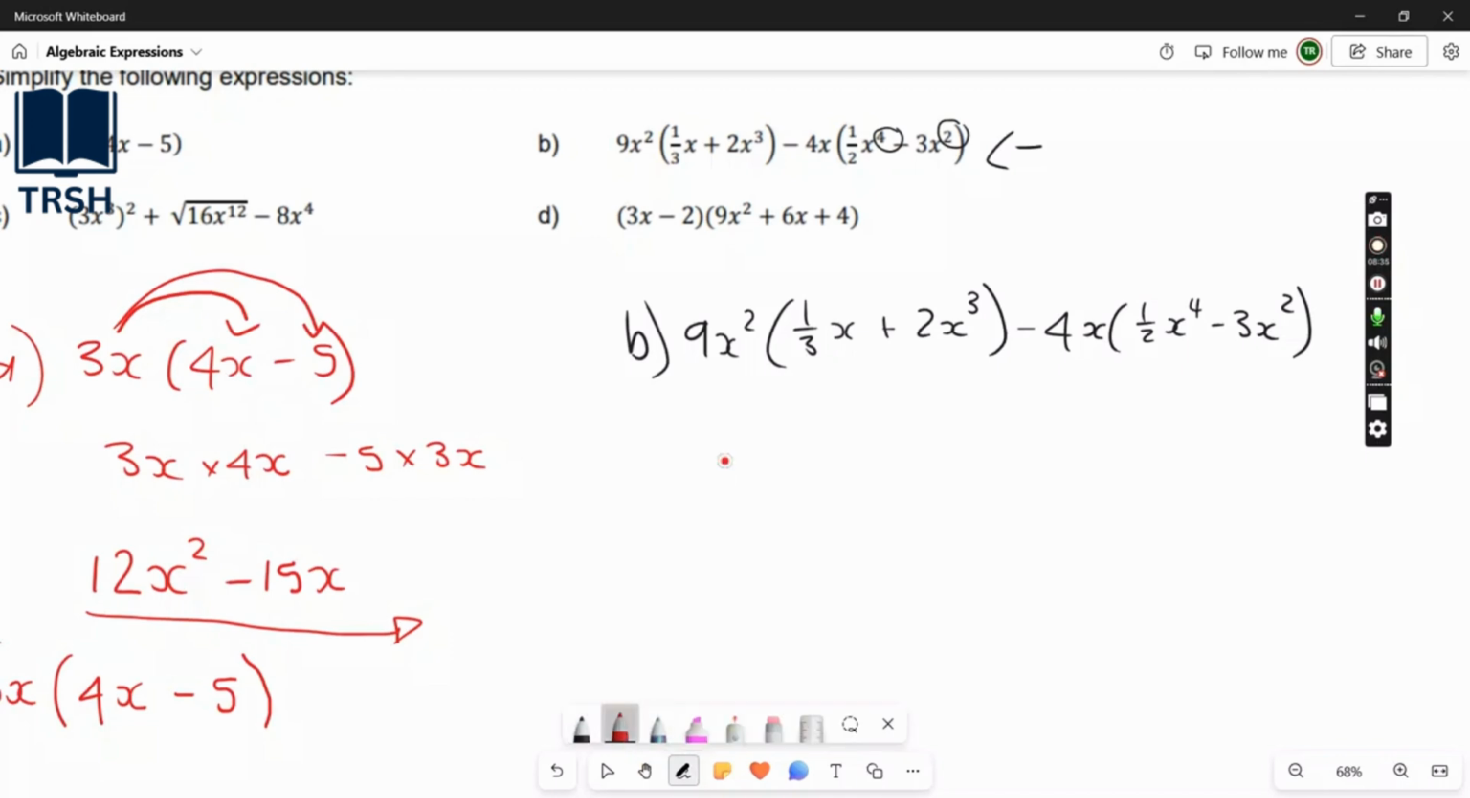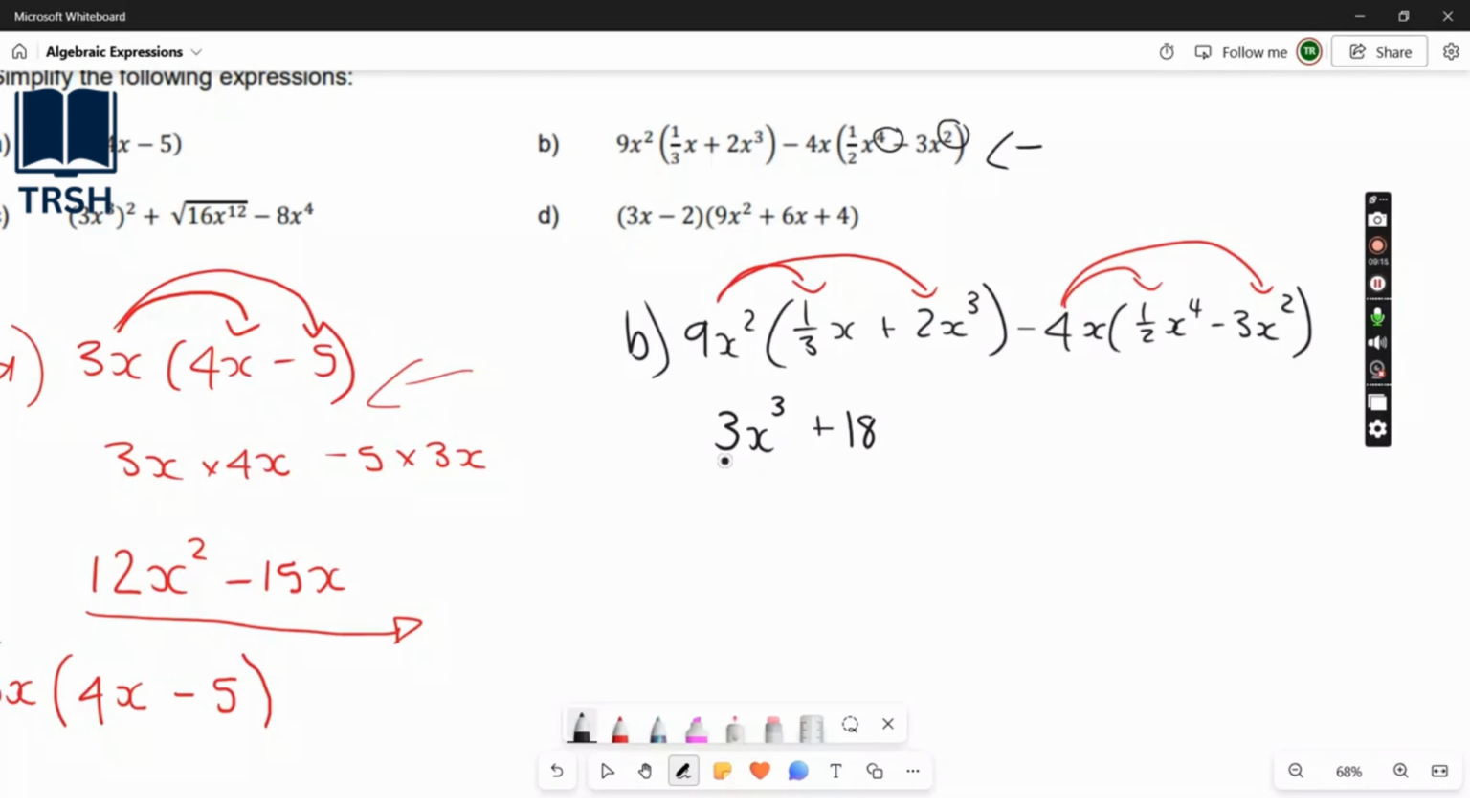So in the previous question, we already noted that you need to multiply everything with everything inside the bracket. So same thing over here. It's the same thing we're going to do. For the first one, we're going to say 9x squared multiplied by a third x. If you're not sure, just say 9 multiplied by 1 over 3, and that should give you 3. Then you put your 3, and x squared multiplied by x will give us x cubed. Next, 9 multiplied by 2 will give us 18. So we write down our 18.